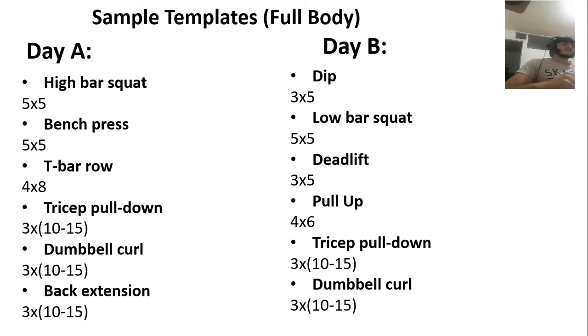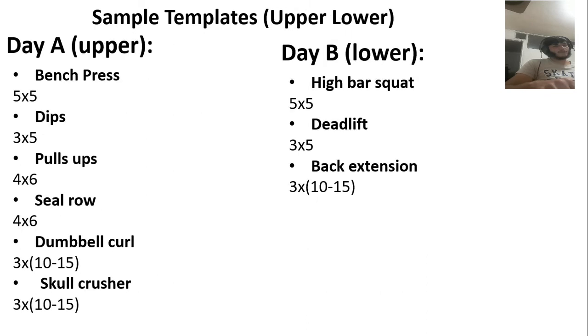So here are some sample templates. Here is a full body one. You can see the A day: high bar squat 5x5, bench press 5x5, T-bar row 4x8, tricep pull down 10 to 15, and so on. When you see the 10 to 15, it means that you are doing a given weight and then increasing by the minimum amount, which we're going to cover in a little bit. This is a sample that you can actually follow if you want, but it doesn't matter too much. So you can get an idea of what these principles can look like on paper.